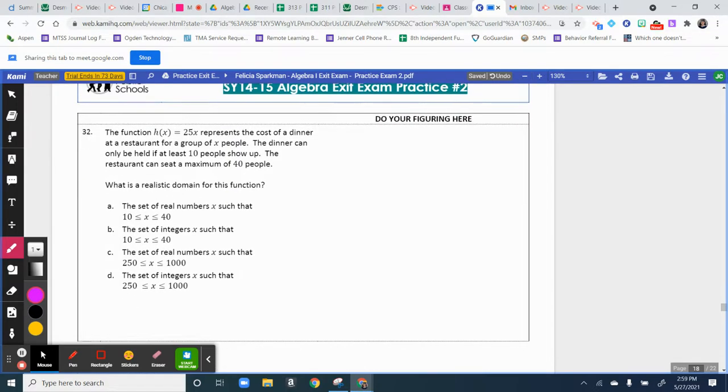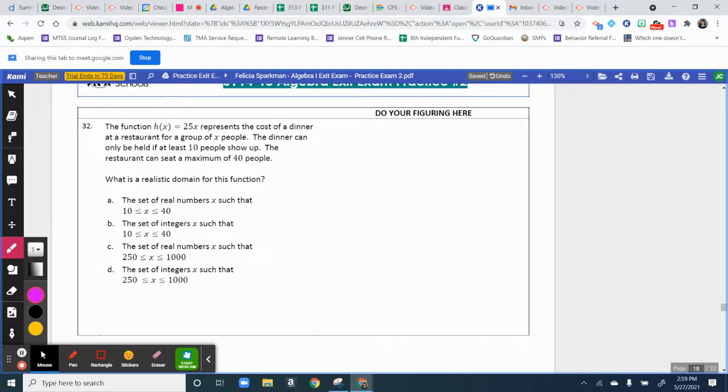The function h of x equals 25x represents the cost of a dinner at a restaurant for a group of x people. The dinner can only be held if at least 10 people show up. And the restaurant can seat a maximum of 40 people. What is a realistic domain for this function? Domain is values for x. So it has to be in between 10 and 40.